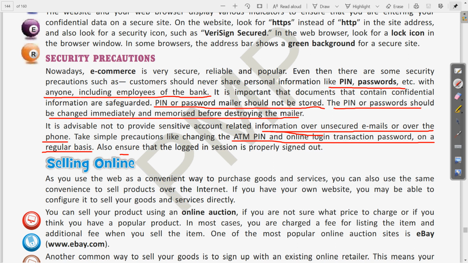Next is also ensure that the logged in session is properly signed out. So whenever you are using these services on any web page, any website, at the end we should ensure that there is proper logout of that account. Clear? And we should wait for a few moments. When you receive the message that your account has been logged out, only then we should leave or close the system.